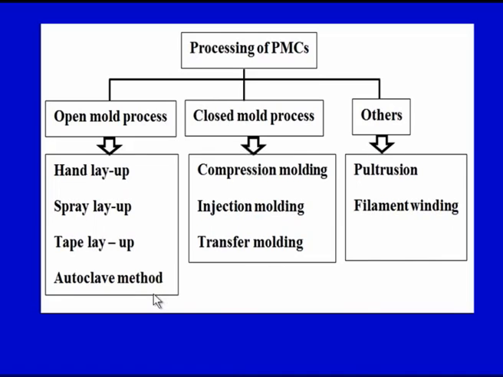Whereas, in certain circumstances we will go for a closed mold process. In closed mold process we have different processes such as compression molding, injection molding and transfer molding. So, the mold is closed, it has two parts, the two parts will close together to form a cavity of the product which has to be produced inside, and the material would be injected or it would be placed inside the closed mold in order to convert the raw material. Now, what is the raw material in a polymer matrix composite?